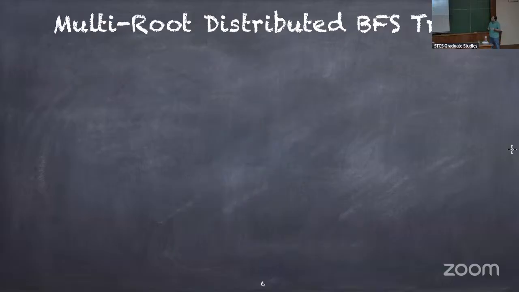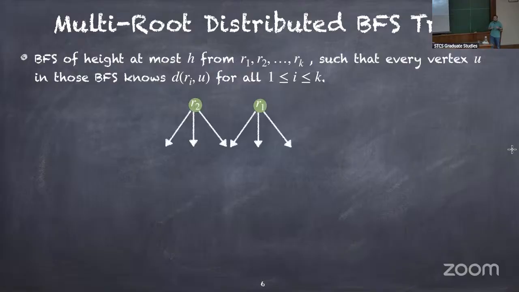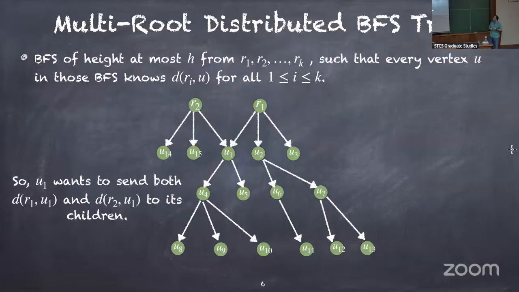Now, if there are multiple roots, R1 to Rk, and you want to do this BFS until height h. R1 and R2 send this data to the vertices which are at level 1, and then you want to do the same thing. But here, U1 wants to send both the distance from R1 and the distance from R2 to its children. So basically U1 wants to send to U4 in that round that my distance from R1 is 1, so yours will be 2. And so that edge from U1 to U4 will have 2 messages to send.